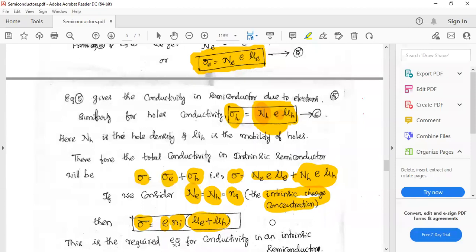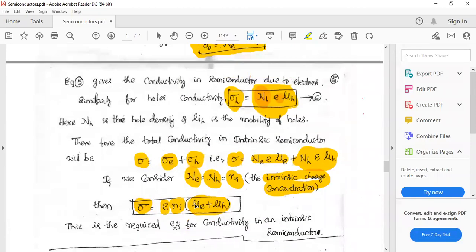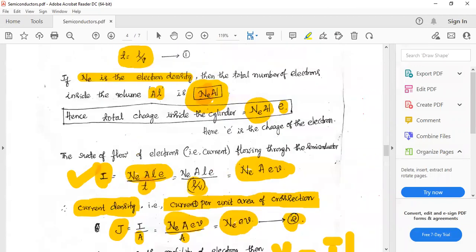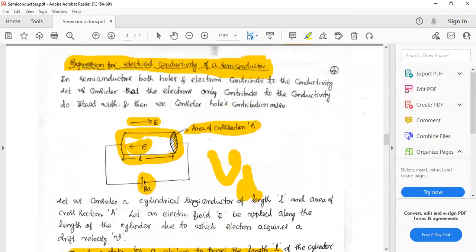I will once again summarize the derivation which I have done in this class, and I will wind up the class. Again, I repeat, this is a very important derivation. In the examination, they will ask you to obtain the expression for electrical conductivity of semiconductors.